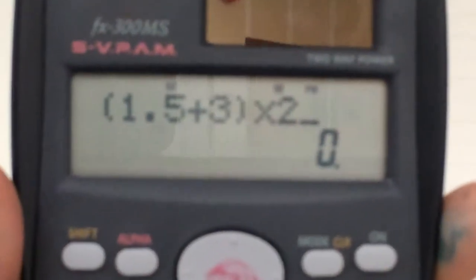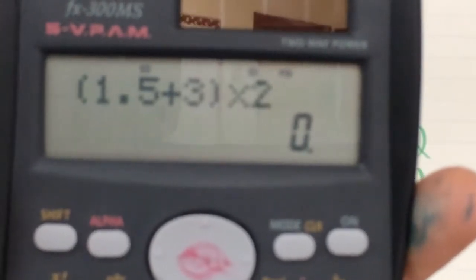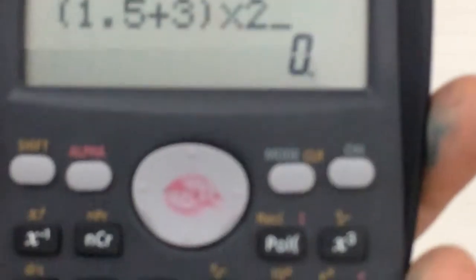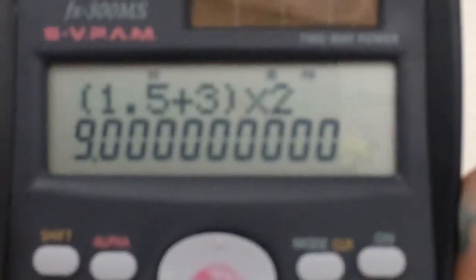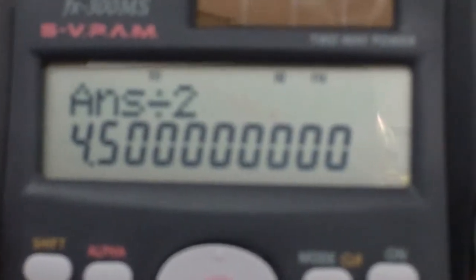Again, I'm going to show you our calculator input. We are going to want to avoid putting the division in yet because it will mess up our calculation. So we get our answer, we got 9, and now we can divide it by 2, which we will get 4.5.